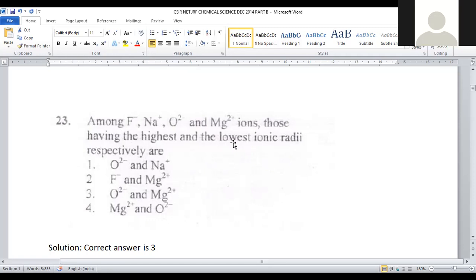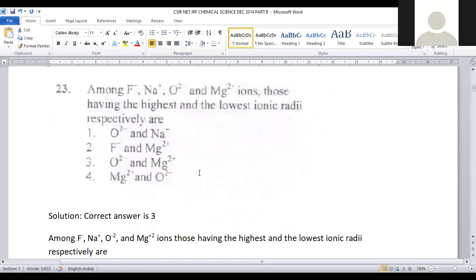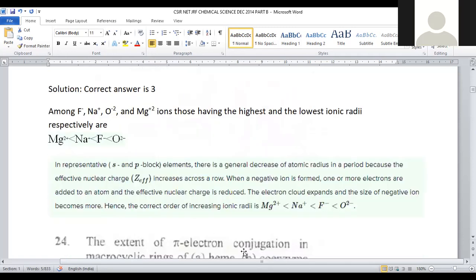Now, the trend is given with the charges, so we have to consider the charges. If charged atoms are provided, what will be the trend in order to measure their ionic radii? The larger the negative charge imparted to the atom, the larger will be the size. The larger the positive charge imparted to the atom, the smaller will be the size. How can we explain this reason? That is clearly explained by the nuclear charge, the Z effective. Effective nuclear charge is known as Z effective.